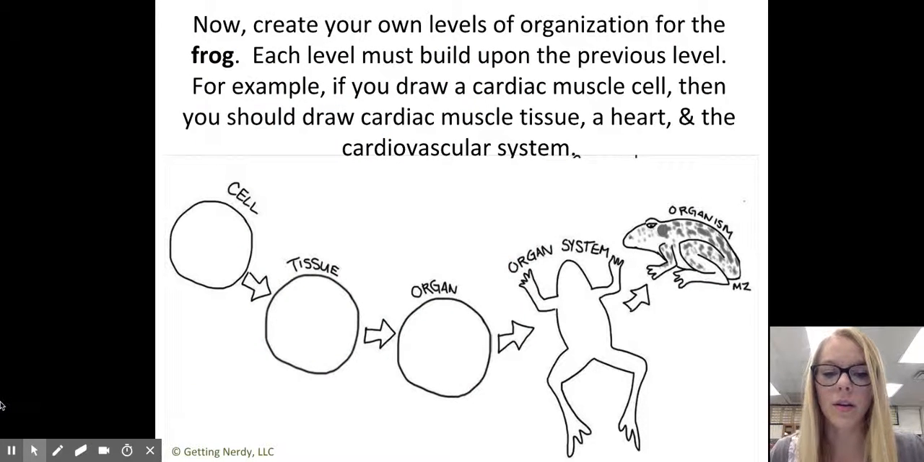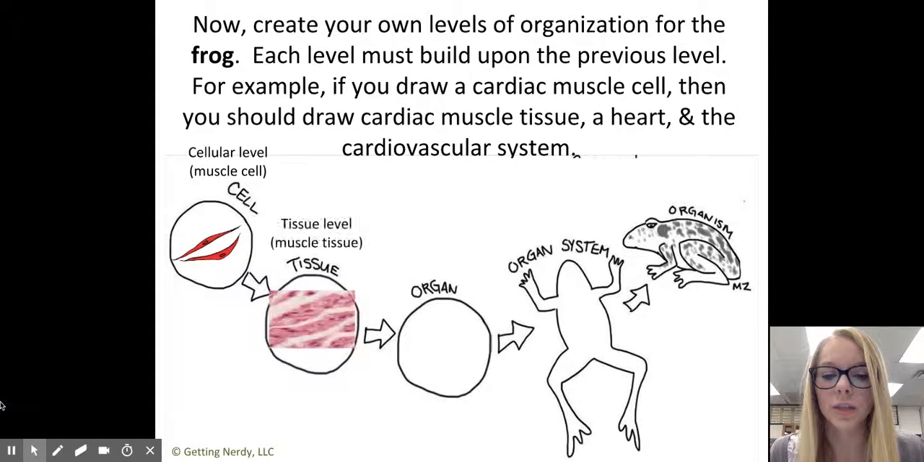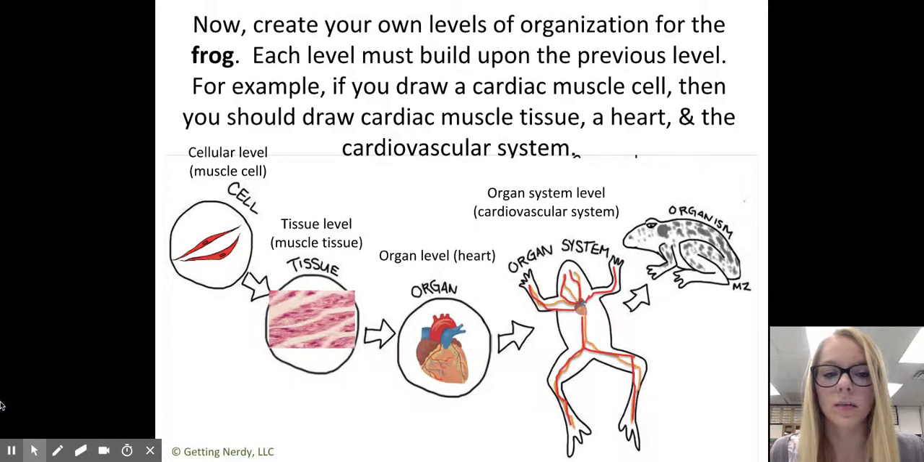Now create your own levels of organization for the frog. Each level must build upon the previous level. For example, if you draw a cardiac muscle cell, then you should draw cardiac muscle tissue, a heart, and the cardiovascular system. Your sixth keyword is food.